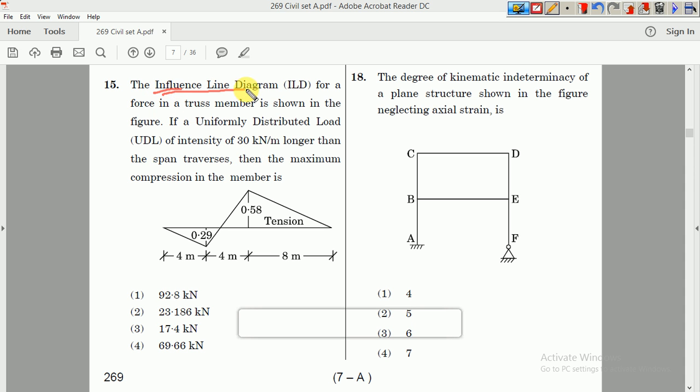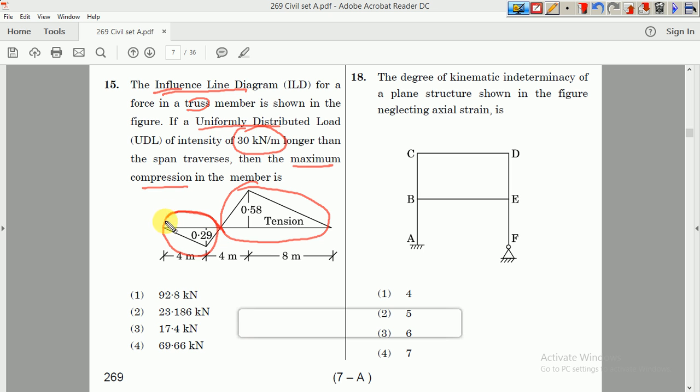This question comes under influence line diagram. For a given truss with a uniformly distributed load of intensity 30 kilonewton per meter traversing the span, what is the maximum compression in the member? They are asking about compression in the member. This is tension, this is compression. This is actually a very simple question, they have made some tricks. So this is the compression zone, and they are asking what is the maximum compression force.